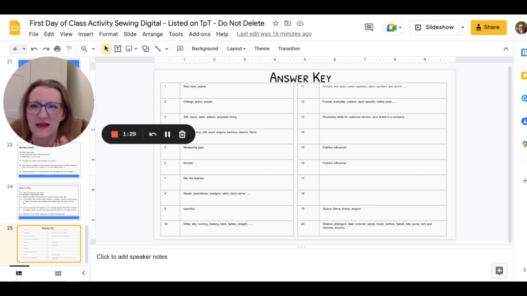It's all editable. If you think this doesn't work for my classroom, or this isn't the question that I want to ask my students on the first day, totally fine. It is all editable for you and your classroom, but it's all done. You have the template here, and you can just start the first day of class and go with it.